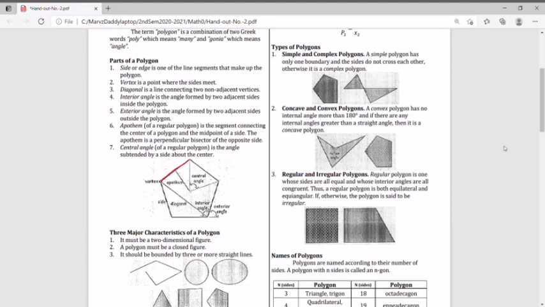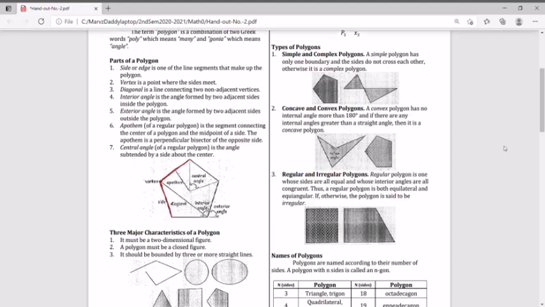A vertex is a point where the sides meet. So this is an example of a vertex of this polygon. So that side and this side meet at this vertex. So how many vertices do we have in this polygon? We have 1, 2, 3, 4, and 5.